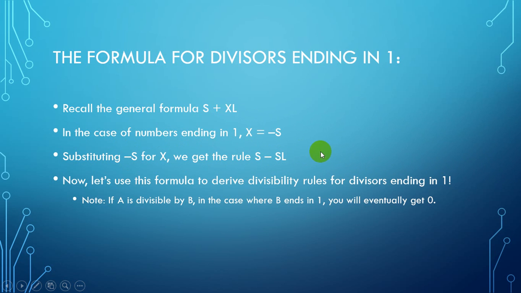And I'm not factoring out an s and multiplying out by parentheses 1 minus L because you're breaking it apart into two different numbers, so that sort of doesn't apply. So if you're wondering why I'm not factoring that out, you're dealing with two different numbers and you broke apart the number. So let's use this formula to derive divisibility rules for divisors ending in 1. And for 1 specifically, if you go far enough, you'll always eventually get 0. Always. I'll show you, it's just like magic.